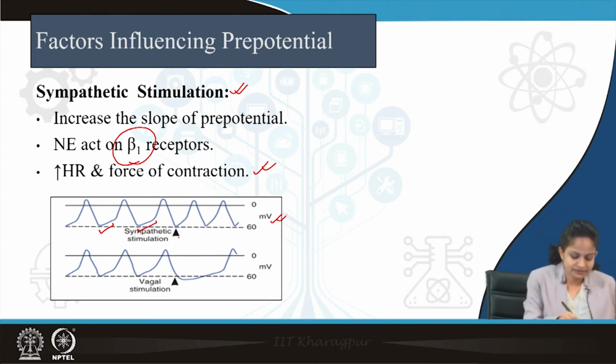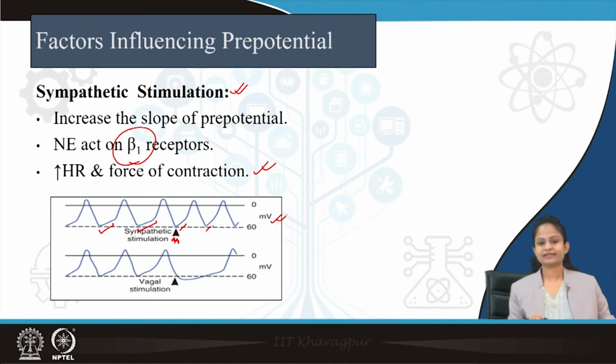Now, we can see here, this is the initial slope of the pre-potential, but whenever we give sympathetic stimulation, we can see the slope has increased. That means the pre-potential slope has become steep. Because of this steep increase in the pre-potential slope, the heart rate increases. The heart rate increasing means the interval between the two action potentials decreases. So, that is why sympathetic stimulation causes an increase in the heart rate.